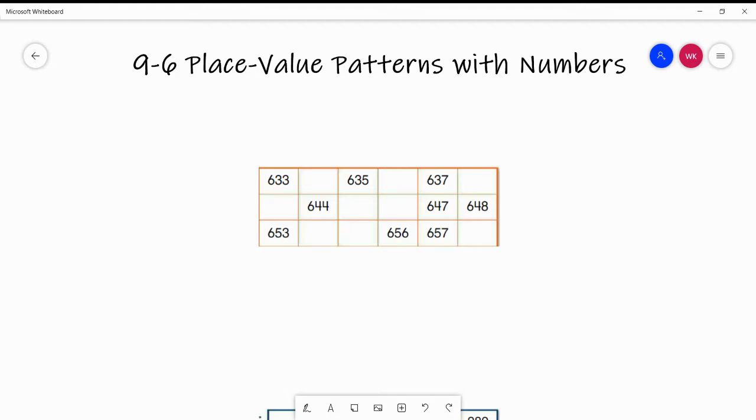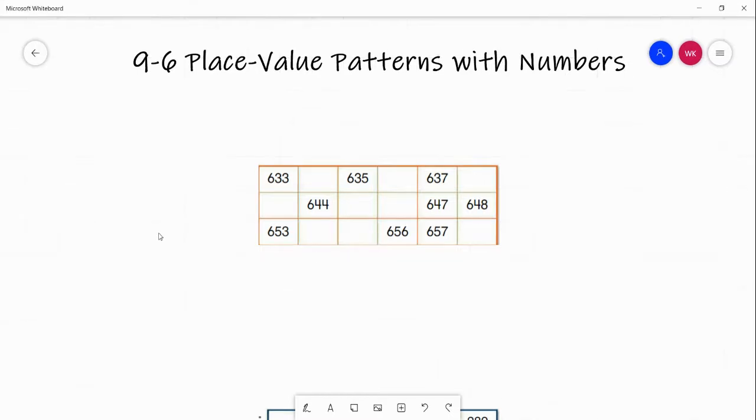Hi, second grade. We are going over lesson 9-6 today, place value patterns with numbers. So we have been working on our place value, adding in the hundreds, right? So we have our hundreds, tens, ones. Now we are going to be looking for patterns in these numbers to help you skip count or know what the number is if you add 10. So we are just going to go over a few patterns that you're going to see with place value to help you out.